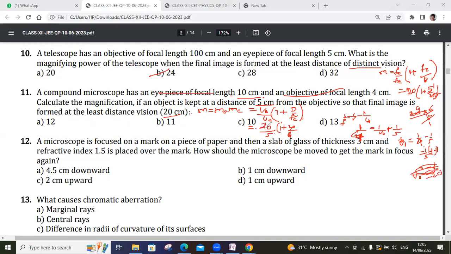So this will be 20 by 5 into 1 plus D is 20, FE is 10. 5 fours are 20, so 4 into, and here we have 20 by 10, that is 2, 2 plus 1 is 3. So 4 threes are 12. It is option A.